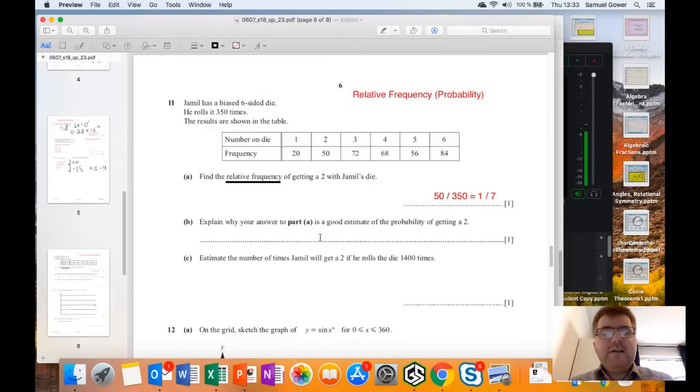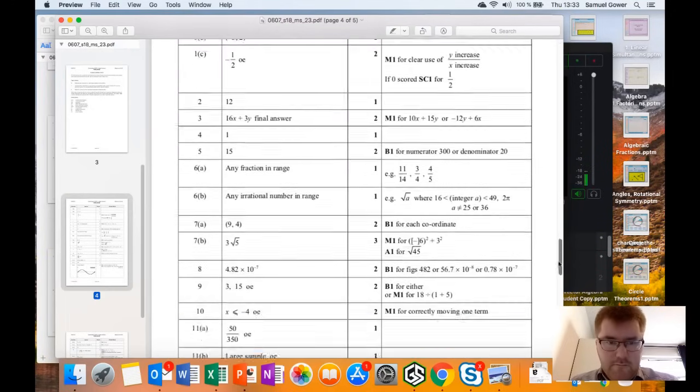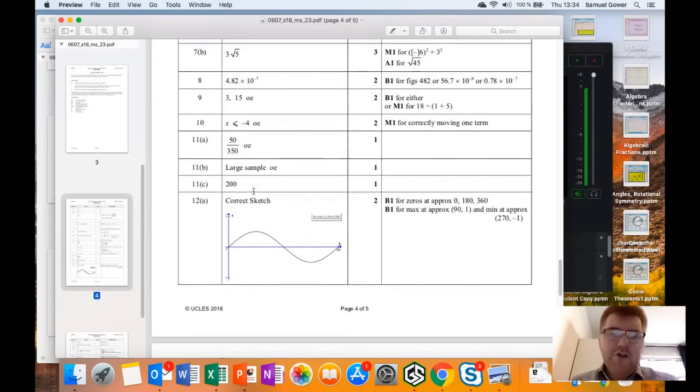Explain why your answer in part A is a good estimate of the probability of getting a 2. Well, you rolled it 350 times. So you can put, like the mark scheme did, big sample size. I would say large number of trials. That would be my answer. Anything that indicates that he's rolled it a lot of times. And you're usually quite flexible how you explain that. Yeah, large sample or equivalent. So anything that means the same idea.